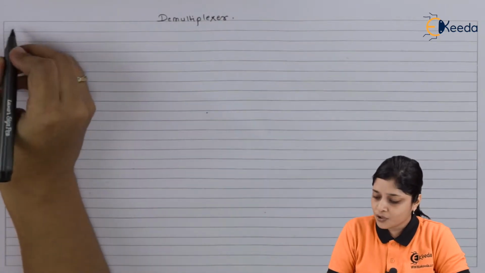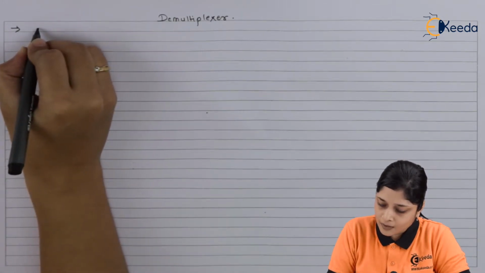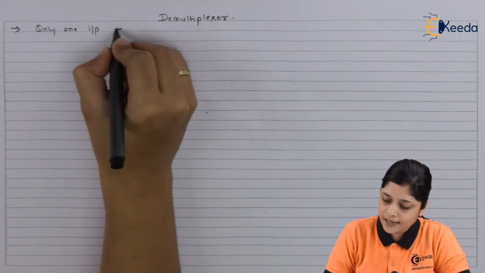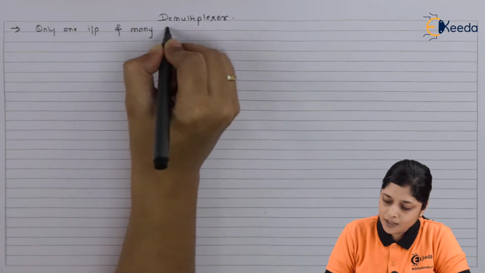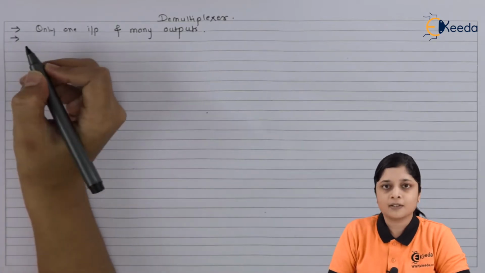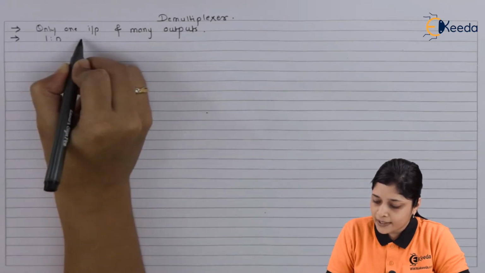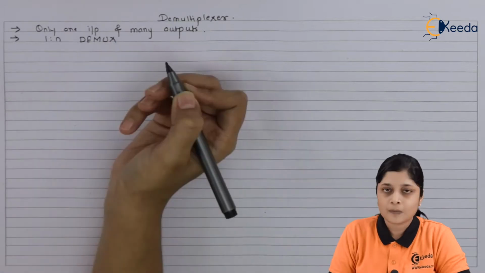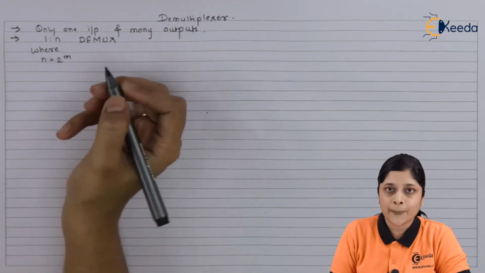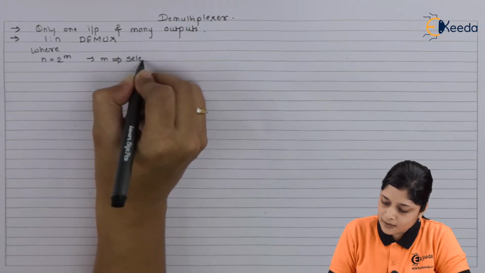Now the main features of demultiplexer are, it has only one input and many outputs. In another way, you can say 1:N DEMUX, where N equals to 2^m. M is called as select lines.